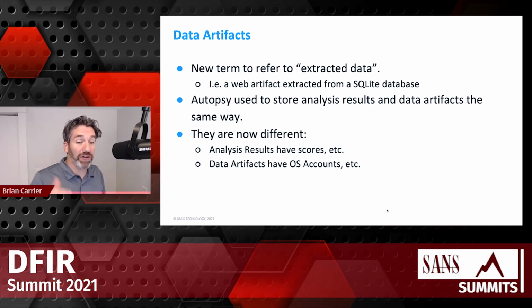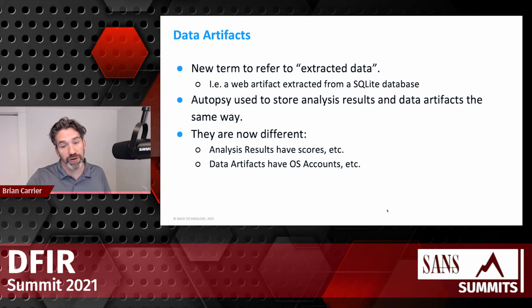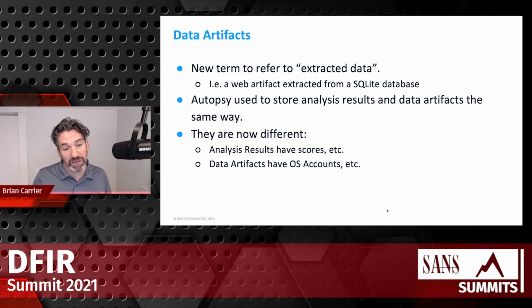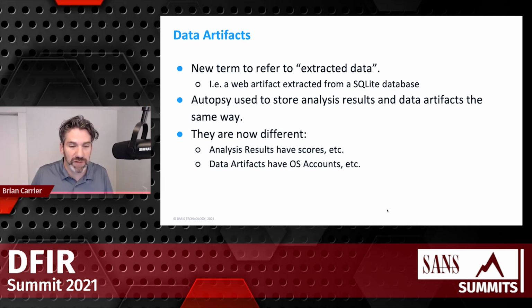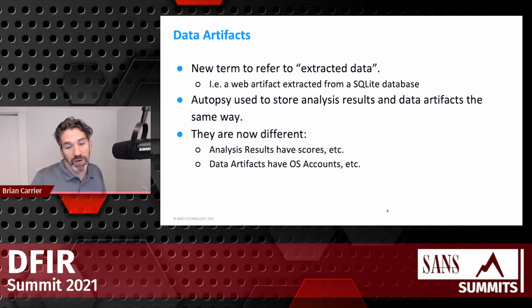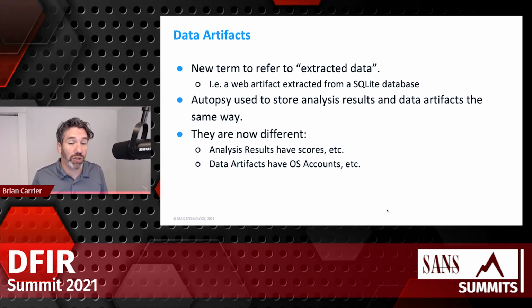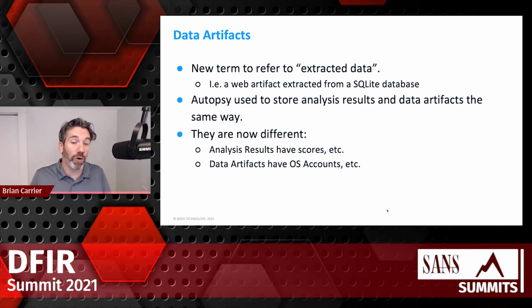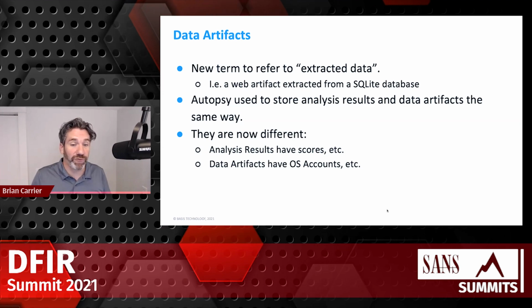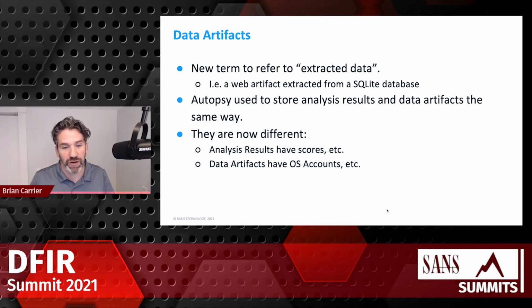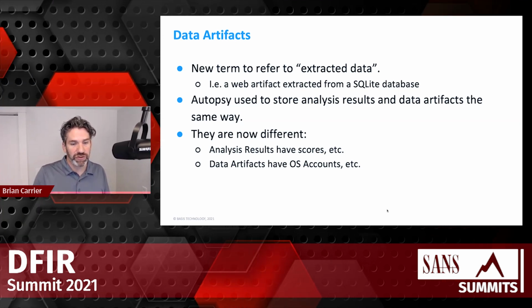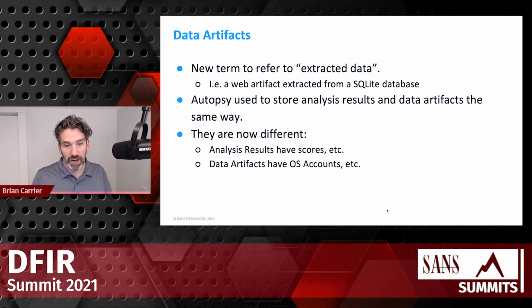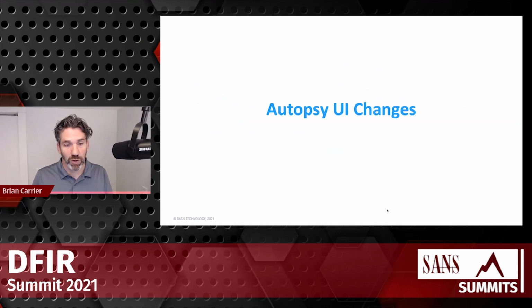An analysis result will have a score, and they're in a different part of the UI. Data artifacts have OS accounts now. It's another new feature that came into Autopsy from Cyber Triage, so web artifacts and various things are now more tightly correlated with an OS account, so you can see all activity for a given user and separate user activity out. So not a huge difference for users, just a little bit different, as we'll see here in the UI. So those are the concepts.